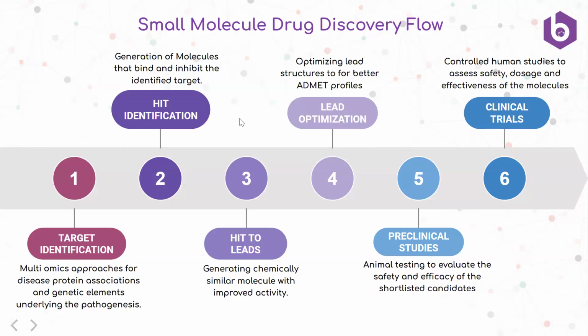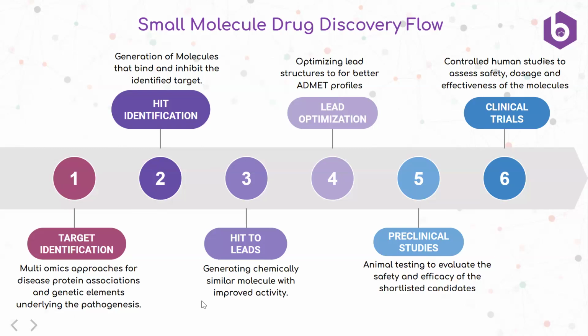So that is your hit identification stage. You're just trying to identify a molecule that has moderate binding or moderate activity. After that, you're trying to optimize the molecule. So in the second stage, where you're trying to optimize the hit to have better binding or better inhibition, you call them something like leads.